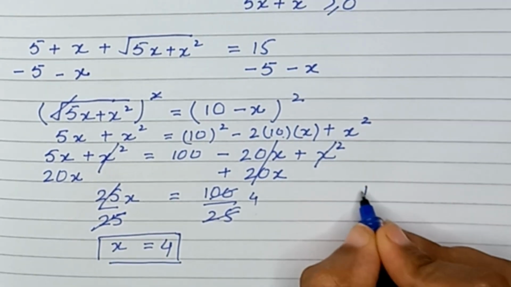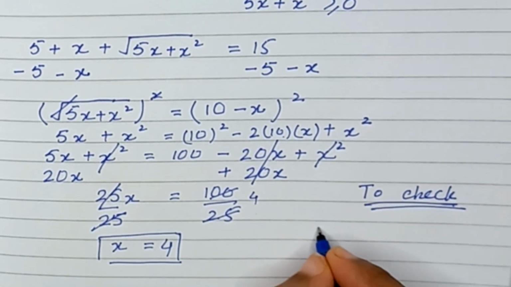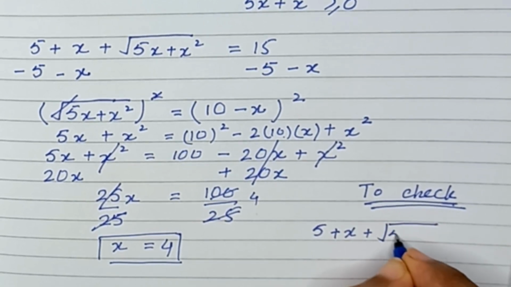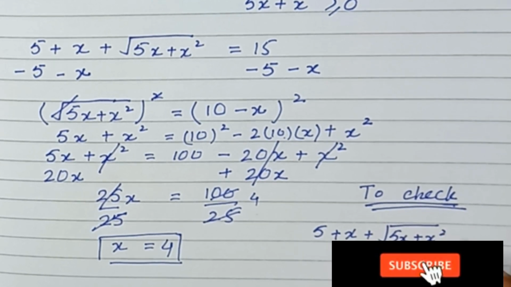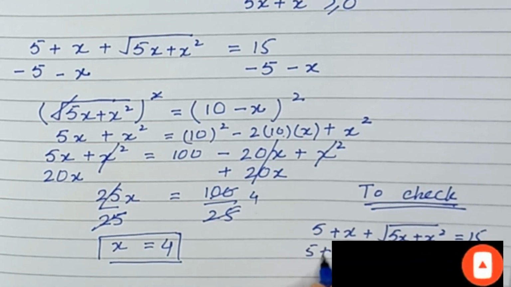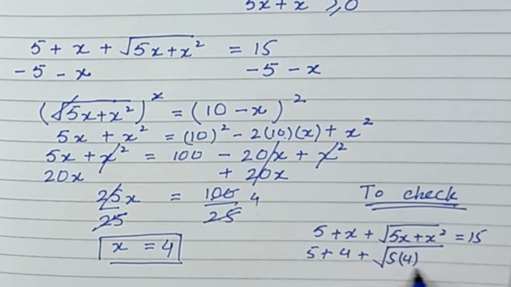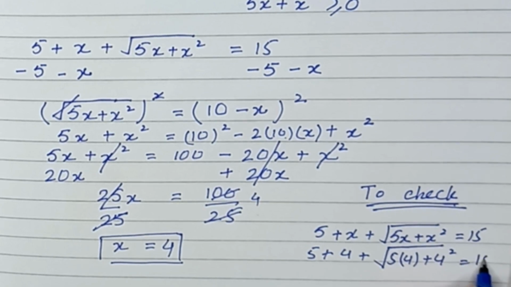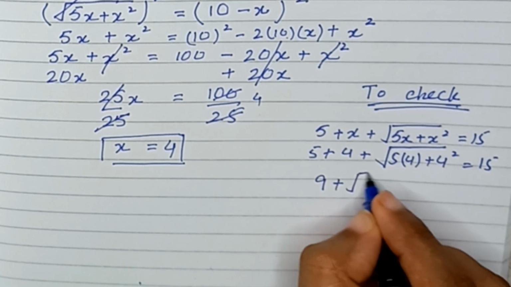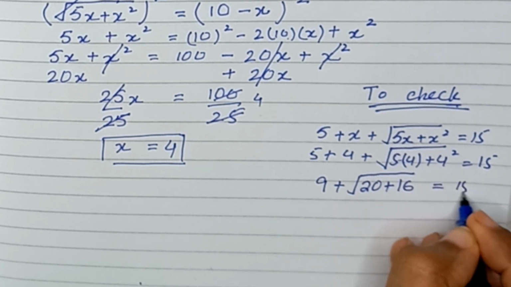To check, our given equation is 5 plus x plus the square root of 5x plus x square, which is equal to 15, and the value of x is 4. So it becomes 5 plus 4 plus the square root of 5 times 4 plus 4 square, which is equal to 15. 5 plus 4 is 9, plus the square root of 5 times 4, which is 20, plus 4 square, which is 16, which is equal to 15.